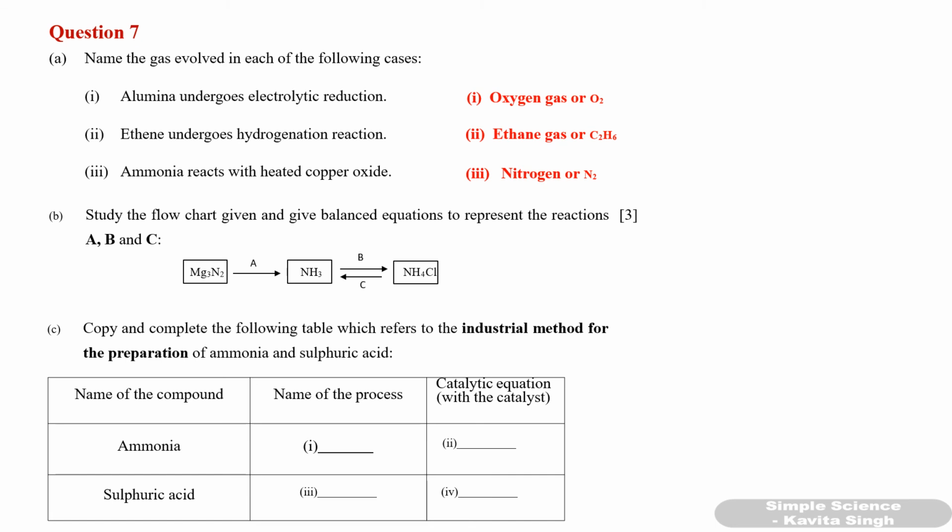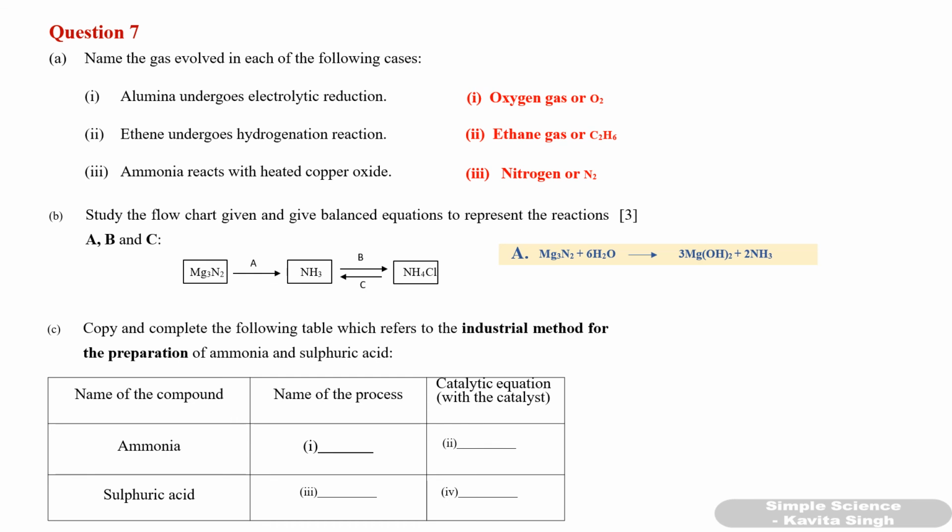Second question, study the flow chart given and give balanced equation to represent the reactions A, B and C. So reaction A is formation of ammonia from Mg3N2. B is ammonia forming ammonium chloride and C is ammonium chloride forming ammonia. So you have to write these three reactions. So first one, Mg3N2 reacts with water and it gives Mg(OH)2 and ammonia gas is produced. So from Mg3N2, this is how you can produce ammonia gas. Write the balanced equation.